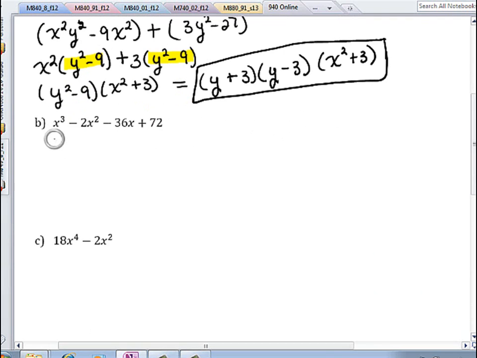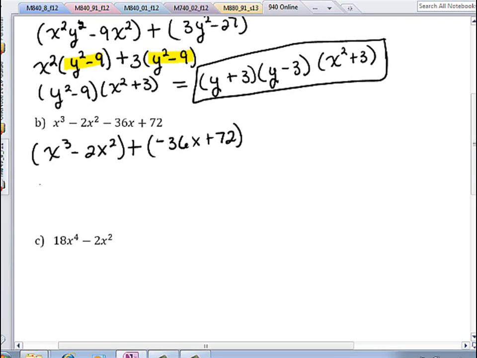Our next example, x cubed minus 2x squared minus 36x plus 72. So again, 4 terms. We're going to use factor by grouping on this. X cubed minus 2x squared, close your group off. Always put a plus sign in between your 2 groups, and then negative 36x plus 72 in the second group.